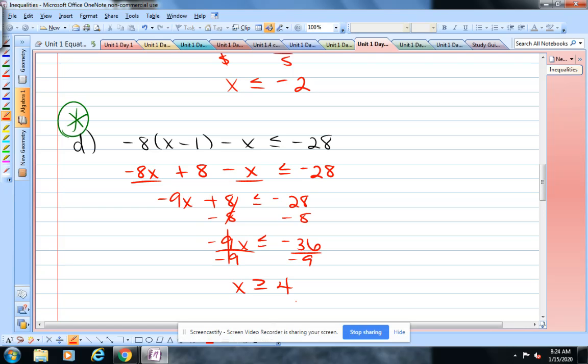Raise your hand if you got x is greater than or equal to positive 4. Y'all, if it's less than or equal to on your paper, even though you got 4 and even though you got x right there, if you miss the sign, you miss the problem. Got it? Your sign is just as important, if not more important, than the number. All right? Got it? Y'all with me? Does everybody understand? Divide by negative, flip your sign.